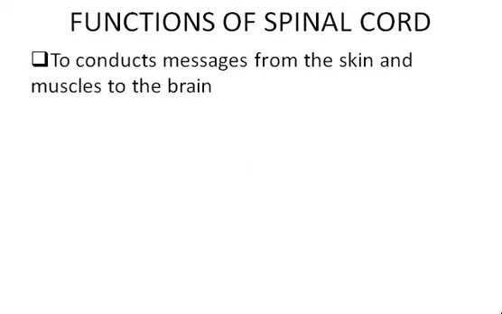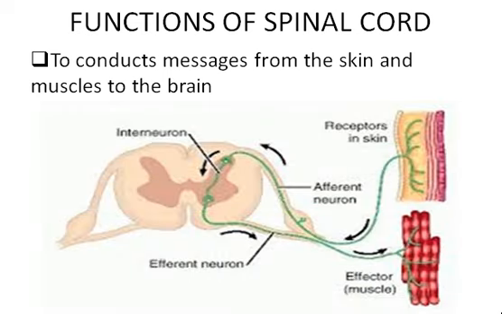Second function of the spinal cord is that it conducts messages from the skin and muscles to the brain. This is a very complicated picture which can easily show you how the receptors in the skin are transferring messages to the effector or the muscle in the brain.